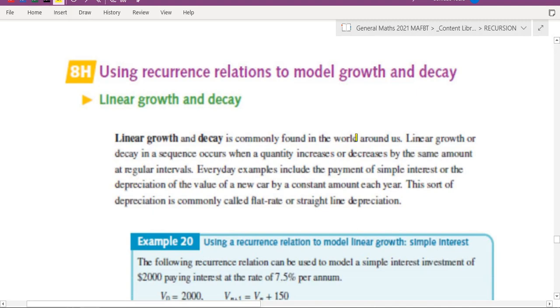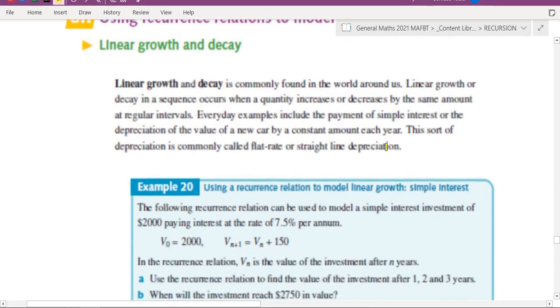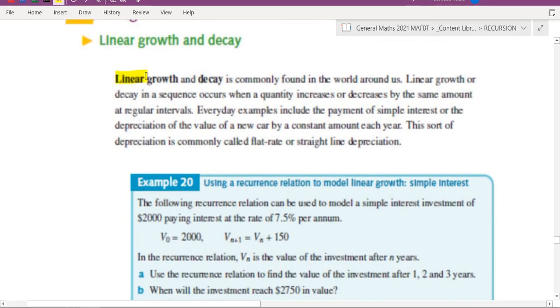Linear growth and decay is found in the world around us. Linear growth or decay occurs when a quantity increases or decreases by the same amounts at regular intervals. So in this case, linear just means it's the same amount each time. So it's going to be a straight line. So think of linear as being related to arithmetic sequences. When you see the word linear, it's going to be some sort of arithmetic sequence. And growth and decay, we all know what that means. Growth means it's going up, decay means it's going down.